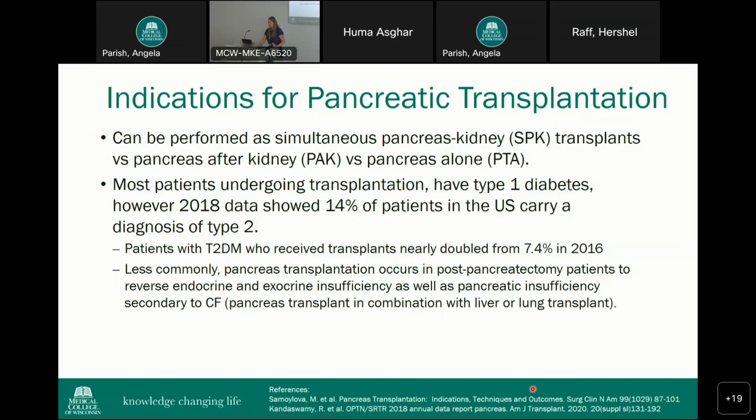Most patients undergoing transplant in the US have been historically type 1. However, going from 2016 to 2018, the number of type 2s has nearly doubled from 7.4 to 14%. And there are also a few patients with cystic fibrosis with pancreatic insufficiency, or those status post total pancreatectomy, also receiving pancreas transplants. But today's talk will mostly focus on type 1.